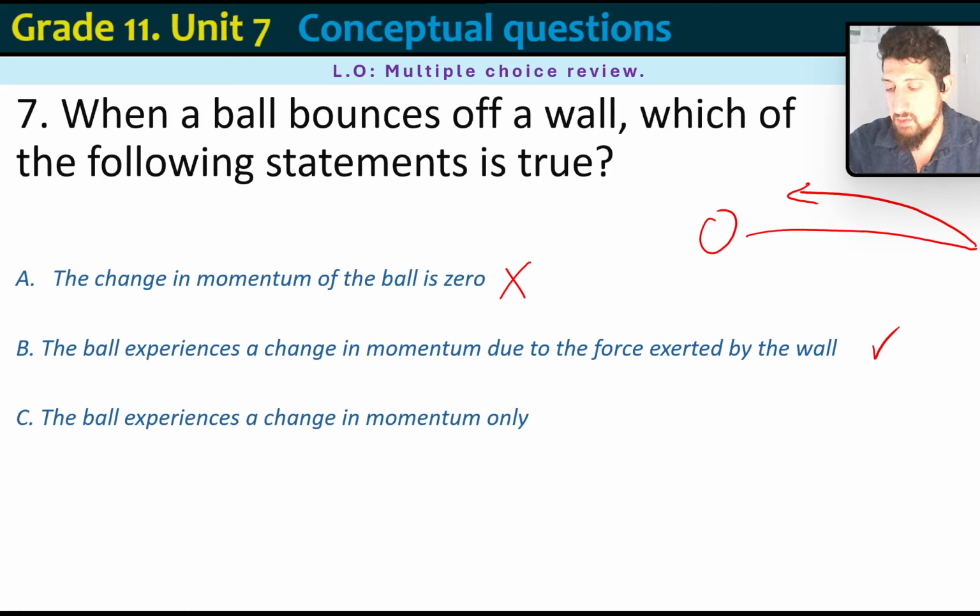The third one says the ball experiences a change in momentum only. This part of the statement is true, but the "only" part is wrong. I mean, there is a force as well exerted by the wall. So out of those two, the second one is the most correct. Because, as I said, the ball applies a force to the wall, the wall applies a force back. This is Newton's third law. For every action, there is an equal and opposite reaction. And then, of course, there is a change in momentum because the velocity has changed sign.